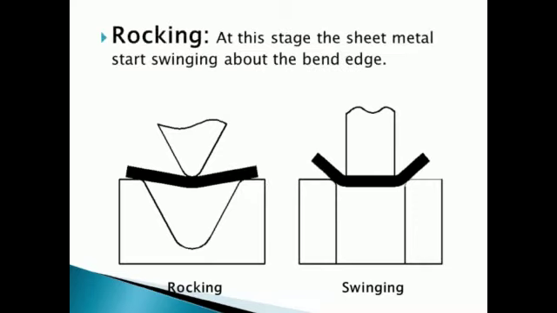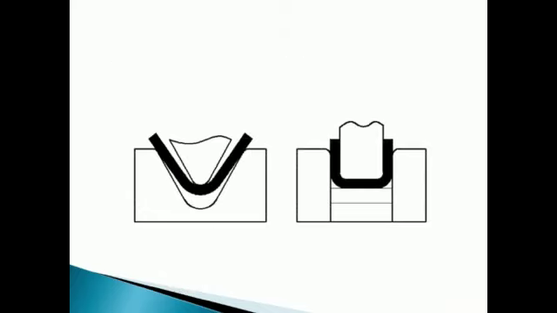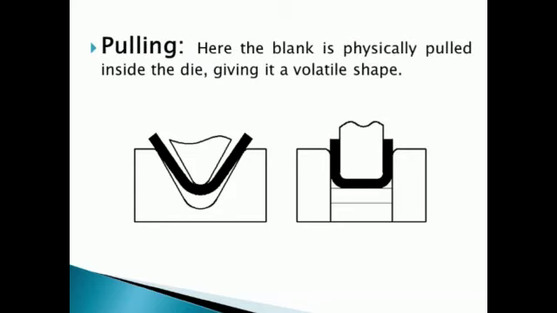Then rocking. Here you can see in this stage, sheet metal starts swinging about the bend edge. Next operation is pulling. Here you can see the blank is pulled inside the die to get the desired shape.